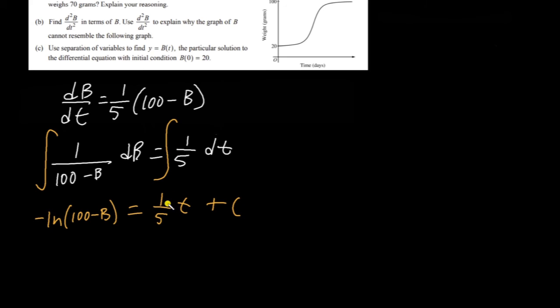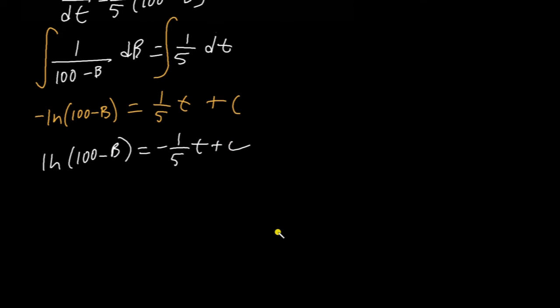The next thing we're going to do is solve this for b. So the first thing I'll do is bring the negative to the other side. ln(100 minus b) equals negative 1/5 t plus c. So this c will absorb anything you throw at it. It'll absorb the negative sign, multiplication or division or whatever. It doesn't change, it's always just some constant c. It might be numerically different than the c up here, but they're both constants.